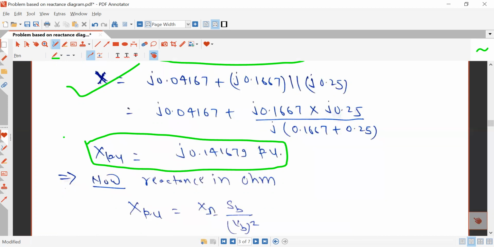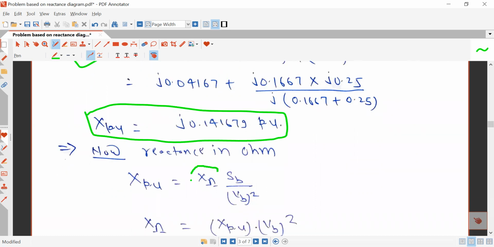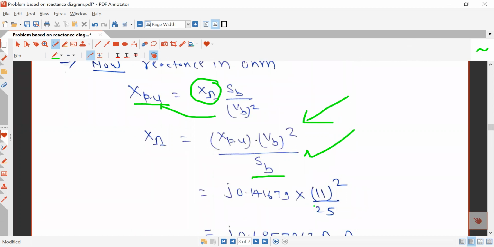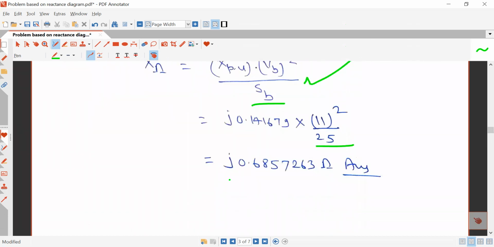If you want to calculate this reactance in ohms, how will you calculate it? The reactance value in ohms will be equal to the per unit value times VB squared divided by SB. Here the base value is 11 kV and the SB base is 25 MVA. So in this way you can calculate this in ohms.